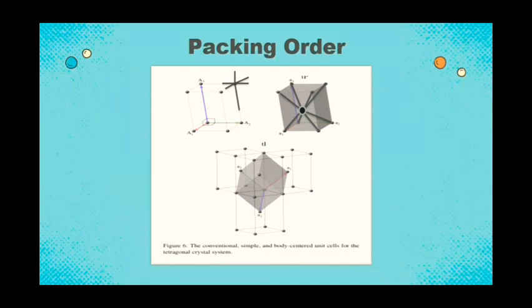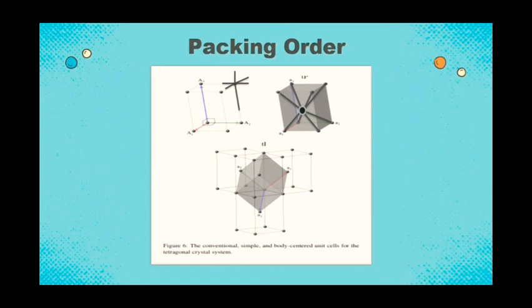And as I mentioned before, the simple tetragonal has 1 atom per unit cell. And you get this because each corner atom contributes 1/8 to a unit cell. And simple tetragonal has 8 corner atoms. So to calculate the number of atoms per unit cell, you multiply 1/8 by 8, giving you 1.